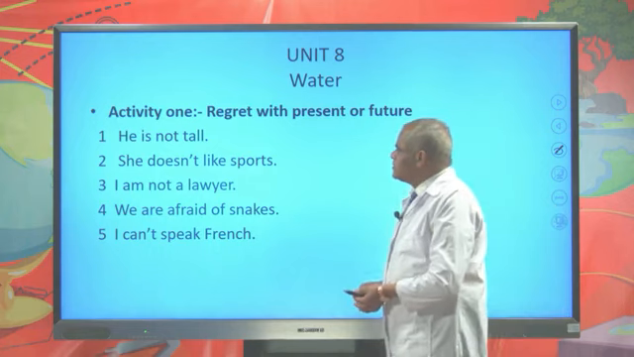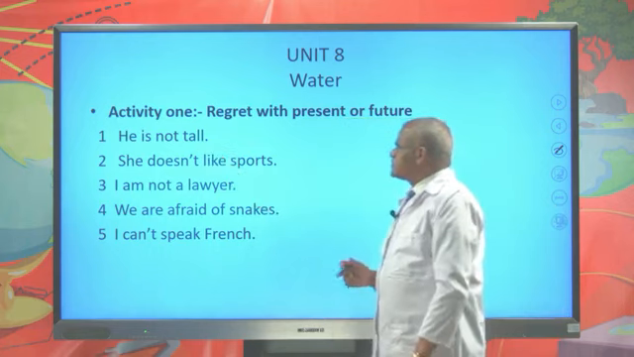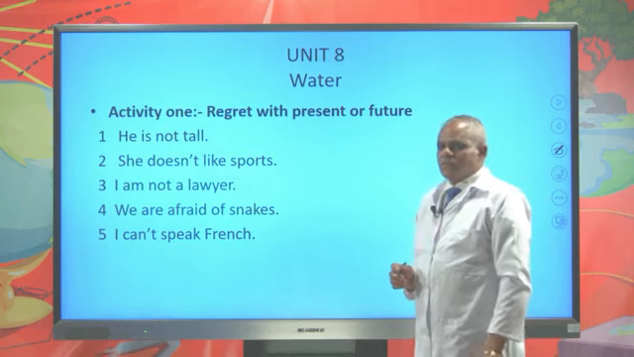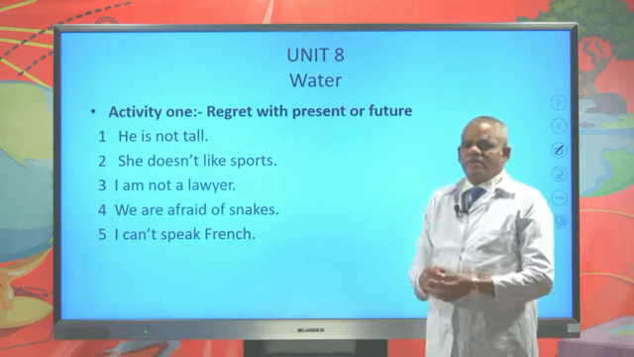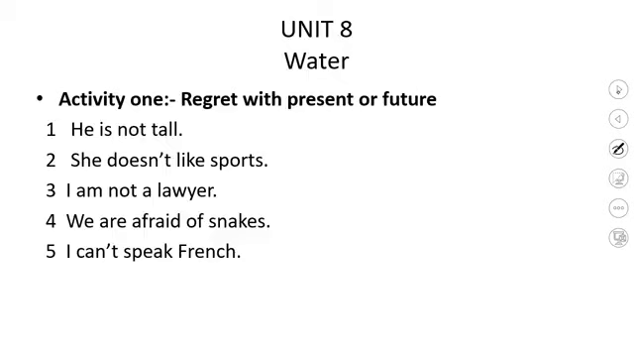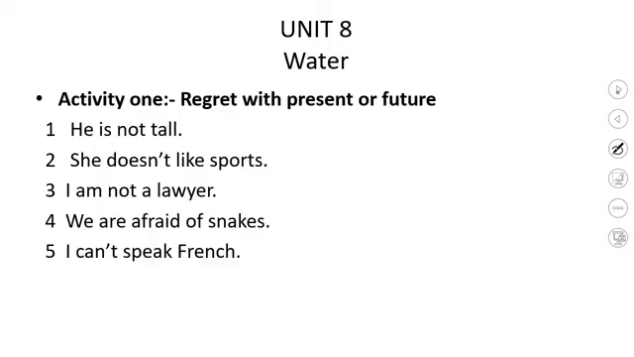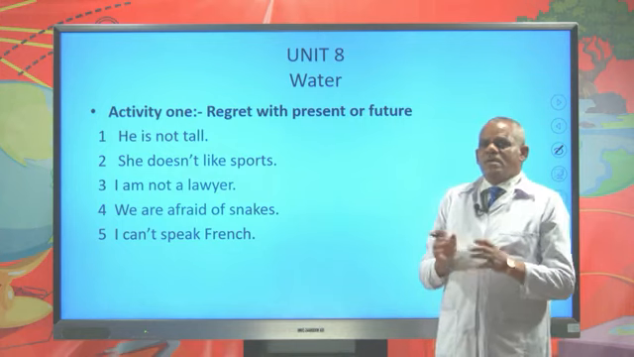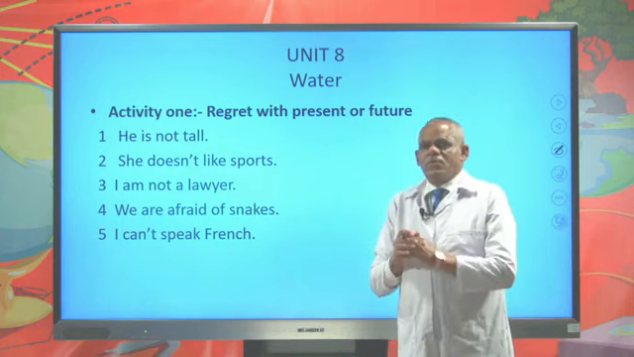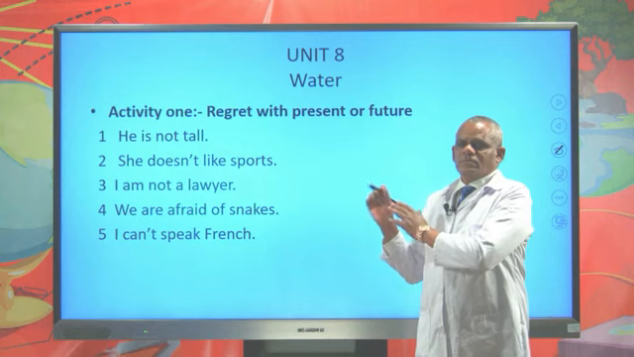He is not tall. So what will it be? It regrets. The one who regrets about his height. You can use the form that we have used so far and then you can practice it. He is not tall. He wished he was tall. Very nice. That's good. He wished he was tall.